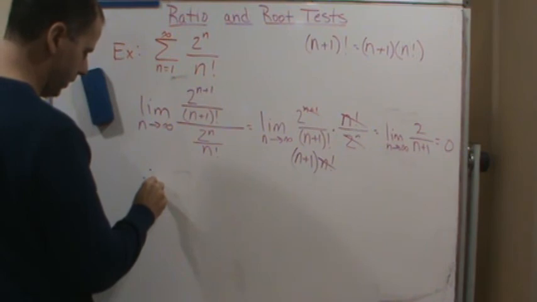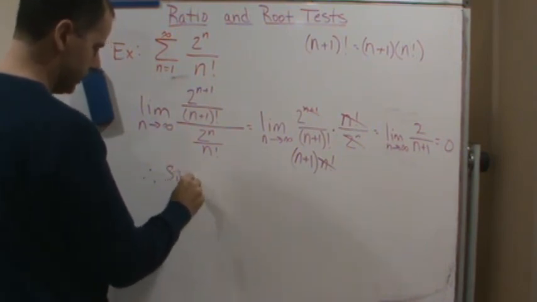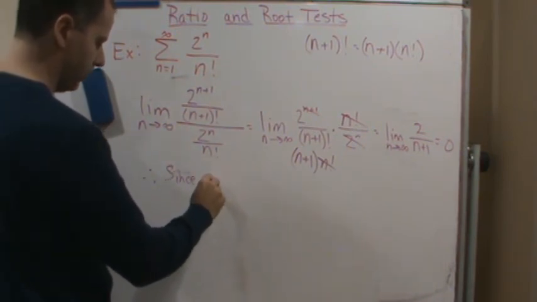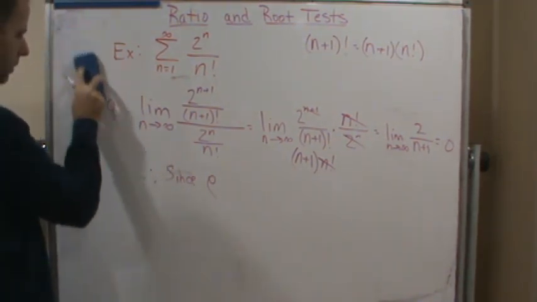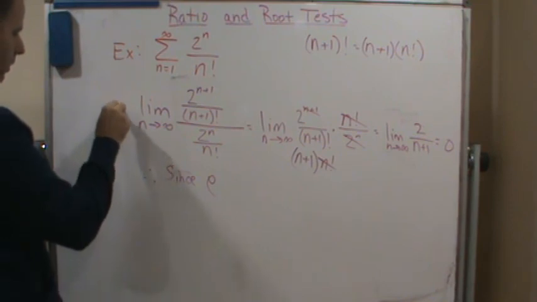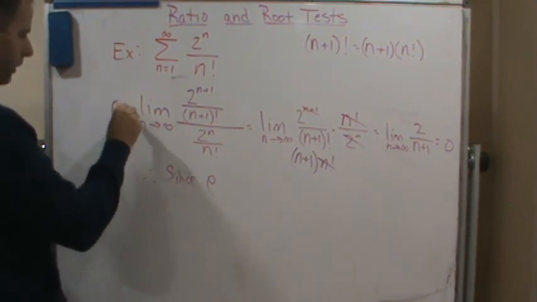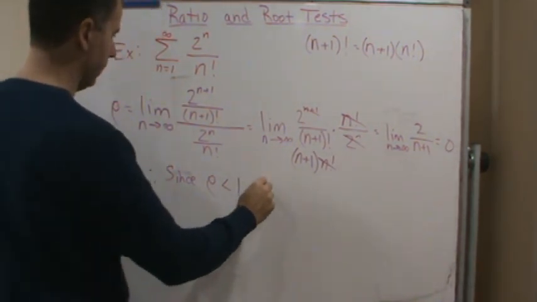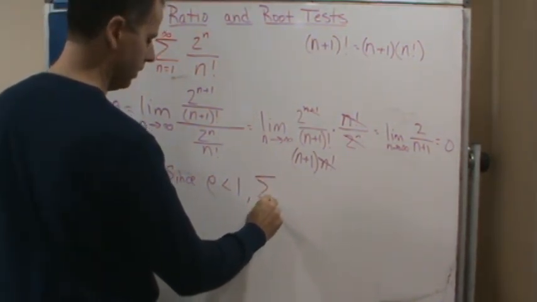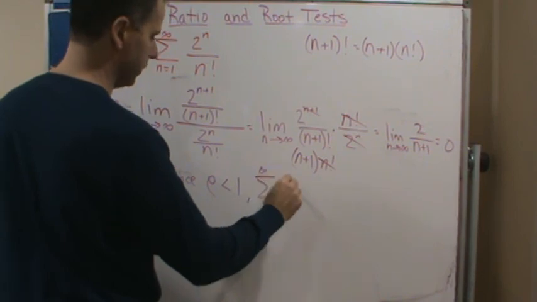So therefore, rho is equal to that. Since rho is less than 1, the series converges.